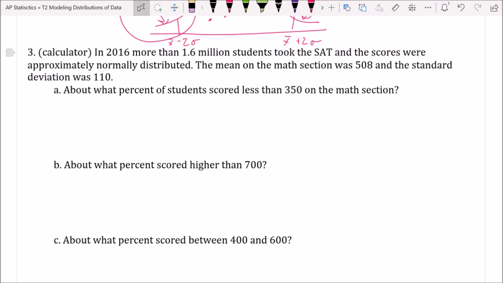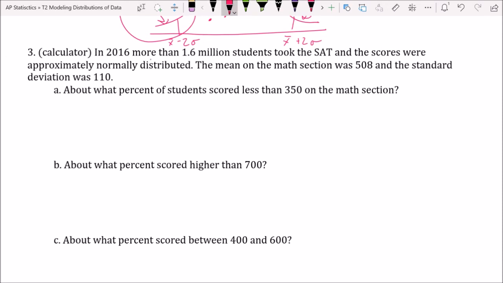In 2016, more than 1.6 million students took the SAT, and the scores were approximately normally distributed. The mean on the math section was 508, and the standard deviation was 110. So we're going to be plugging that in the calculator here in just a minute. Let's read the questions first. We need to figure out what percentage of students scored less than 350 on the math, about what percentage scored higher than 700, and what percent scored between 400 and 600.